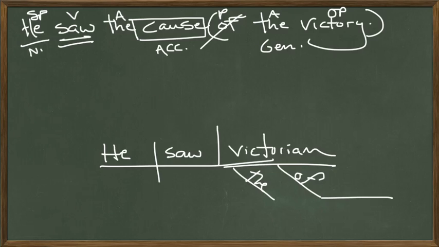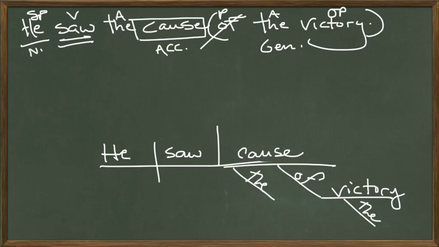He saw, oh, I messed up, guys. He didn't see the victory. He saw the, let's eliminate this. What did he see? He saw the cause. He saw the cause of the victory. He saw the cause of victory. The is an article adjective underneath.